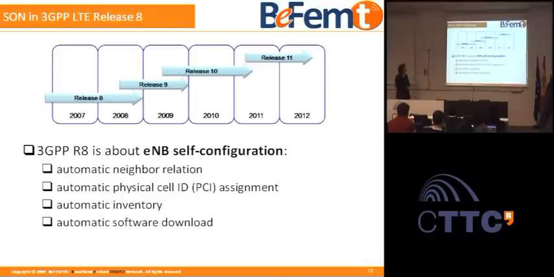How did that self-organizing networking manifest itself in the various releases of 3GPP? So we started well before 2007 with Release 8, and we are currently working on Release 11. And since Release 8, okay, so the first kind of LTE release, a lot of SON features have actually appeared. And they appeared with a degree of headache.